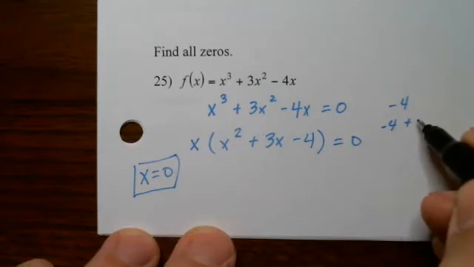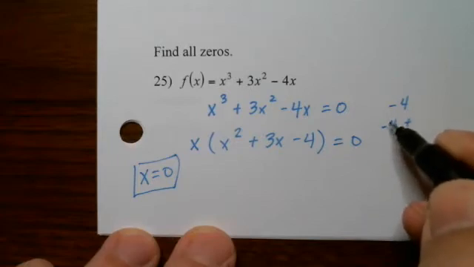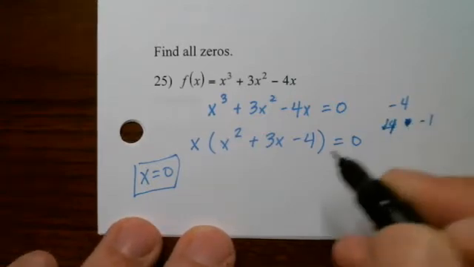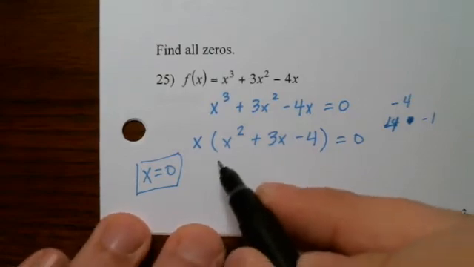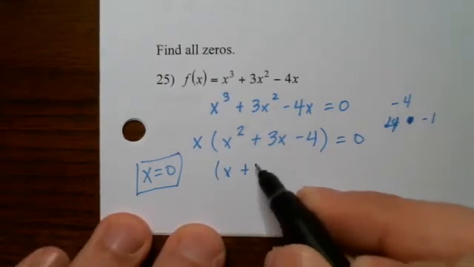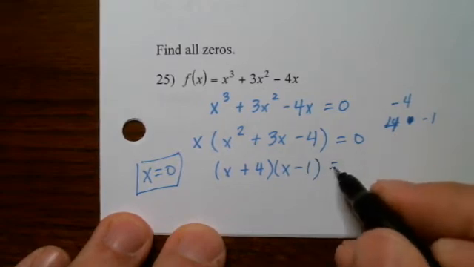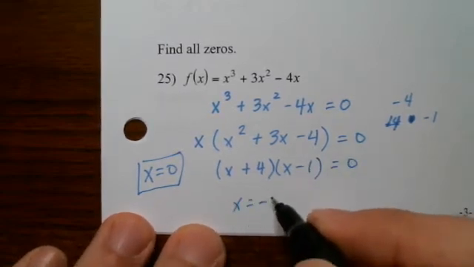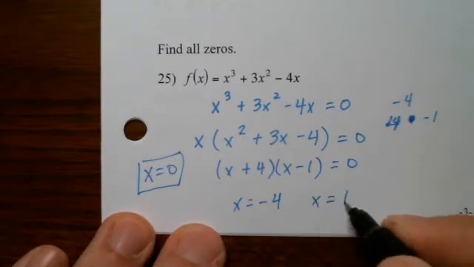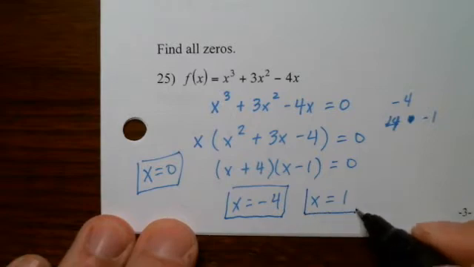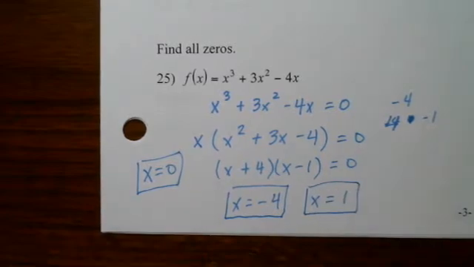-4 and, no, 4 and -1. Oh yeah, 4 and -1. Very good. So then that can go to this, x plus 4, x minus 1, right? X equals -4, x equals +1. Those are our 3 zeros, guys.